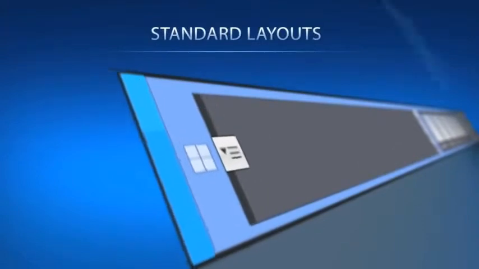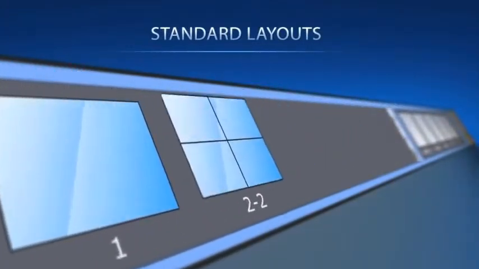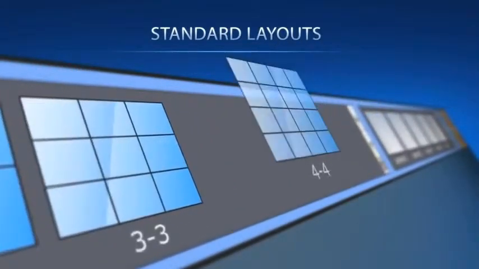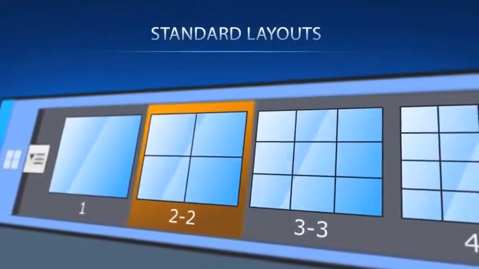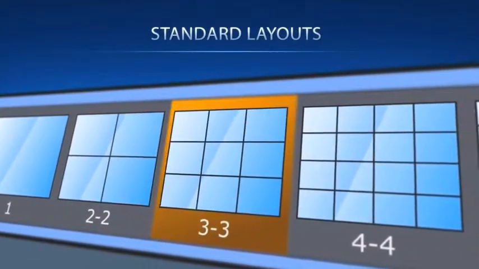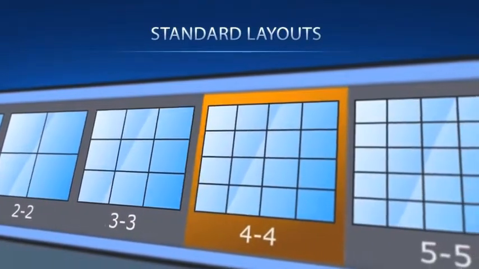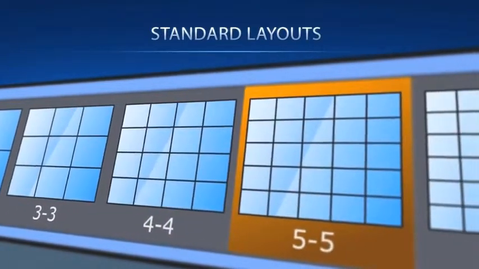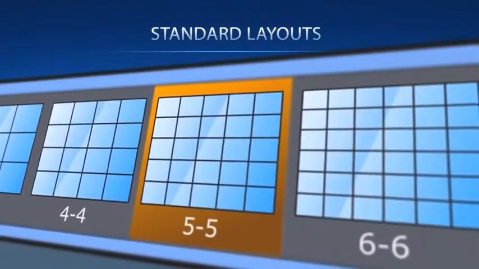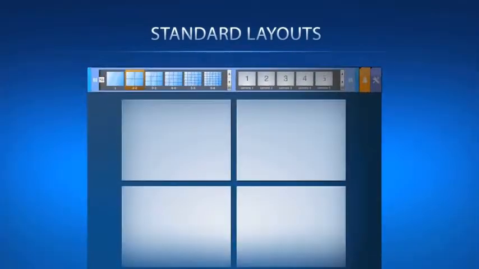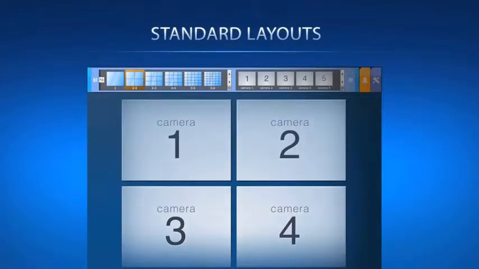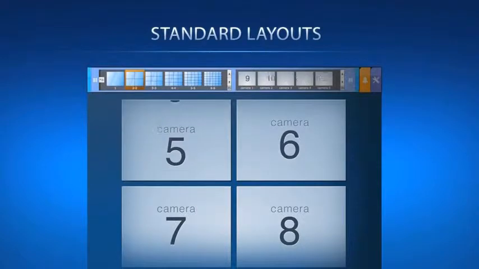Standard layouts. Here is another convenient way for scrolling through all cameras. Use the predefined system layouts, 2x2 cameras, 3x3 cameras, 4x4, and so on. While scrolling through cameras, the layout does not change, rather the cameras change in the same layout. For example, in 2x2 mode, the first 4 cameras will show first, and then the next 4, and so on.